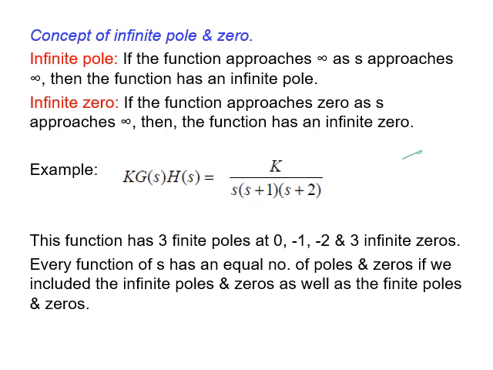Let us consider this example. In this example, we have a system with 3 poles: one at 0, one at -1, one at -2. These are 3 poles. Where are their zeros? We don't have any zeros. If you notice, no zeros are available. That means for this system, there are 3 zeros available at infinity. And you will see after a while how to draw them.